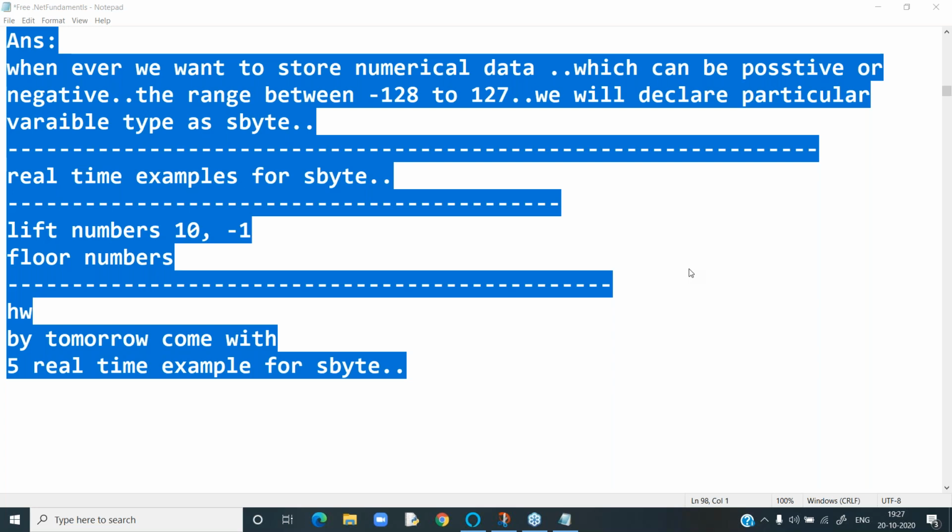Marks will not come under numerical data first. It will come under floating point data. Next, come on, give me. I said come with 5 real-time examples of sbyte. Marks with negative, but marks will have fractional values. Building numbers and flat numbers, no negative, only positive. Go for unsigned. Runs in an over of cricket, there is no -2 runs, right?